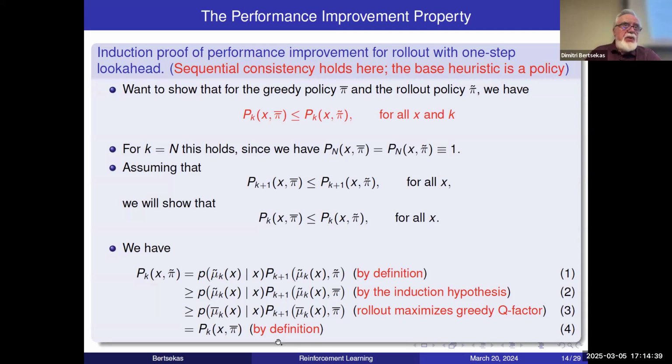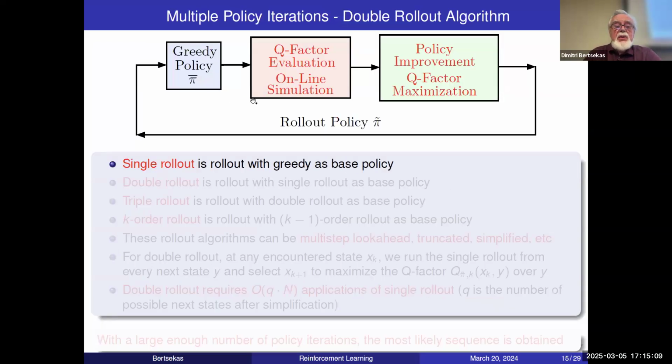And this is basically a repetition of the proof of cost improvement for rollout in the case of additive cost. I just translated this into multiplicative terms. Okay, we're going to see this performance improvement property in action in the computational results that we're going to give later. But let's talk briefly about the possibility of doing multiple rollout iterations.